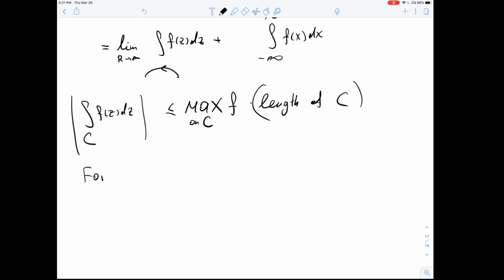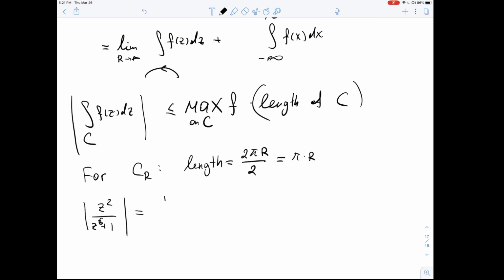Okay, so let's apply it for C sub r. Well, we know the length, so it's a semicircle. The length of the full circle is 2 pi r, and the length of the semicircle is 2 pi r divided by 2, which is pi r. So this is a huge thing actually. When r goes to infinity, this goes to infinity. So our only hope is that f will be super small, and fortunately it will. Why? Because we have this. So what's f? Well, f is this. So let's write it like this.